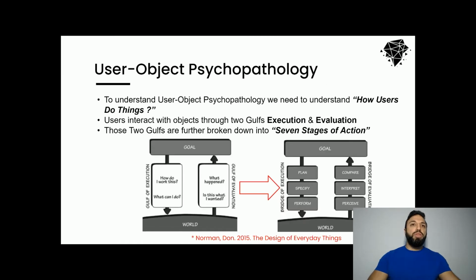Most of these things I've used myself in a lot of the projects we worked on in SAM product design, or in my personal designs as well, in my career. So again, let's get started. Today is about user object psychopathology. So the first thing you need to understand in user object psychopathology is what we're trying to establish, which is the psychopathology between how users do things or achieve things.